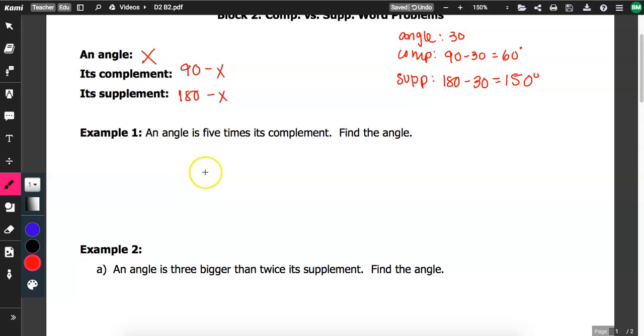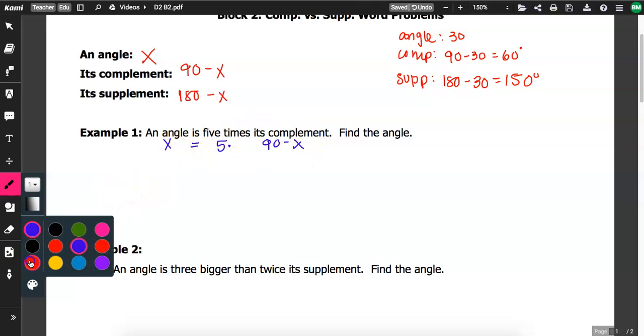Find the angle. Now when I do these, I label everything in the word problem using the symbols up here, if I'm adding, subtracting, whatever. So an angle, that's X. When you see the word is, that is your equal sign. If you see is, you put the equal sign. It's 5 times its complement. Complement is 90 minus X. So you can see here I basically have my equation written. I'm going to write it out underneath.